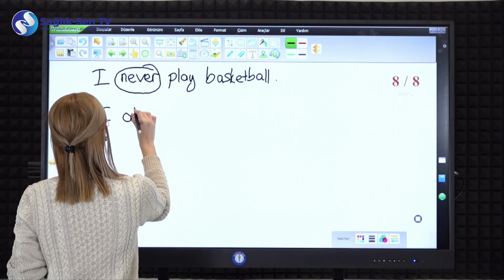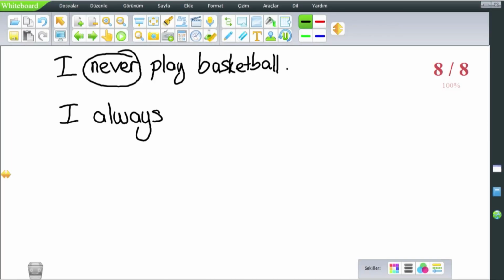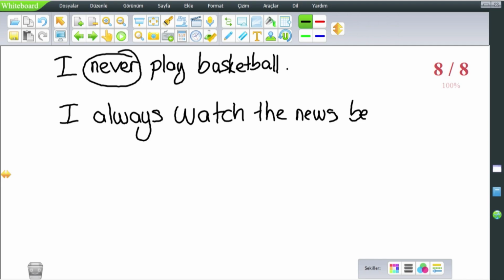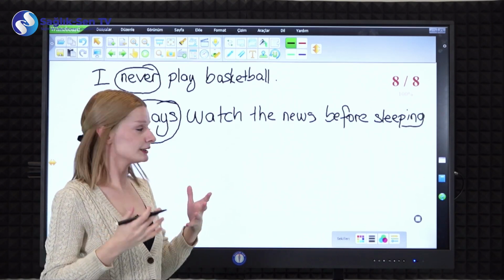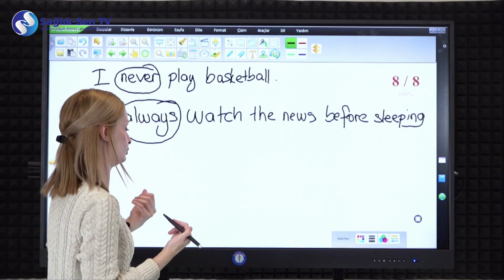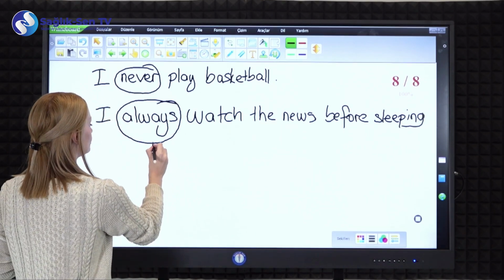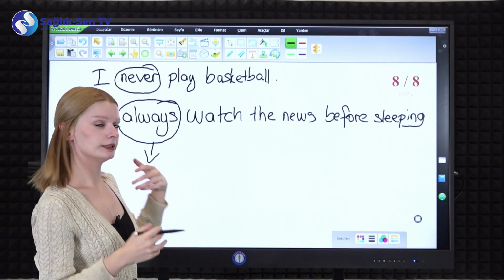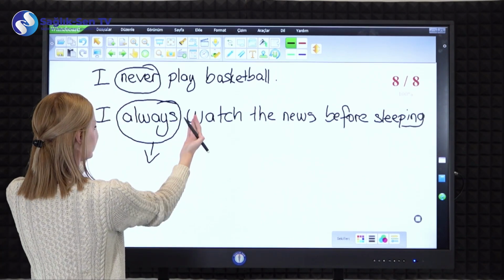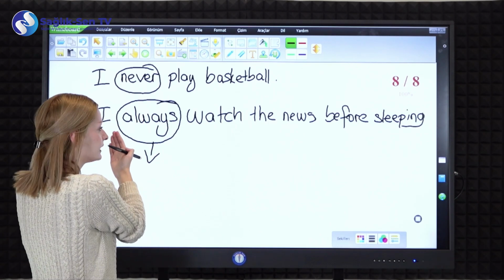I always watch the news before sleeping. Let's have a look at this sentence. Always'im var. Bir sıklık belirtecim var burada aslında. Bunun cümledeki yerine dikkat etmenizi istiyorum. It is in between my subject and my verb.